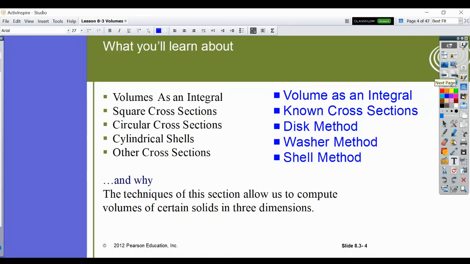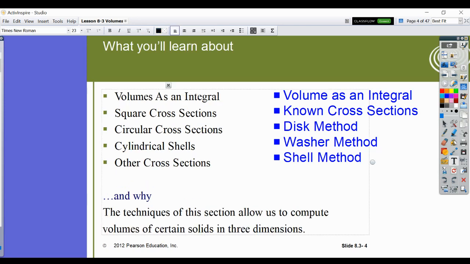All right, so for this lesson 8.3, we're going to cover volume as an integral. That's the main idea of what this section is about, so I'm going to explain what that means. This video is going to do known cross sections. Then video 2 will be the disk method, 3 is the washer, and 4 is the shell.